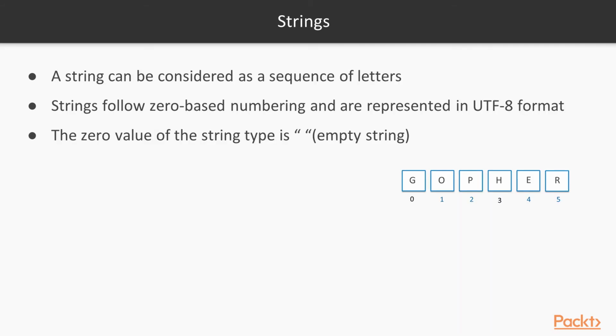In Go, we use the string type to represent strings. Strings in Go are in UTF-8 format, and they are enclosed between two double quotes. A string can be considered as a sequence of letters. Strings in Go follow zero-based numbering. If we examine this string, gopher, the element at index 0 is the letter G. The element at index 5 is the letter R. The zero value of the string type is an empty string.